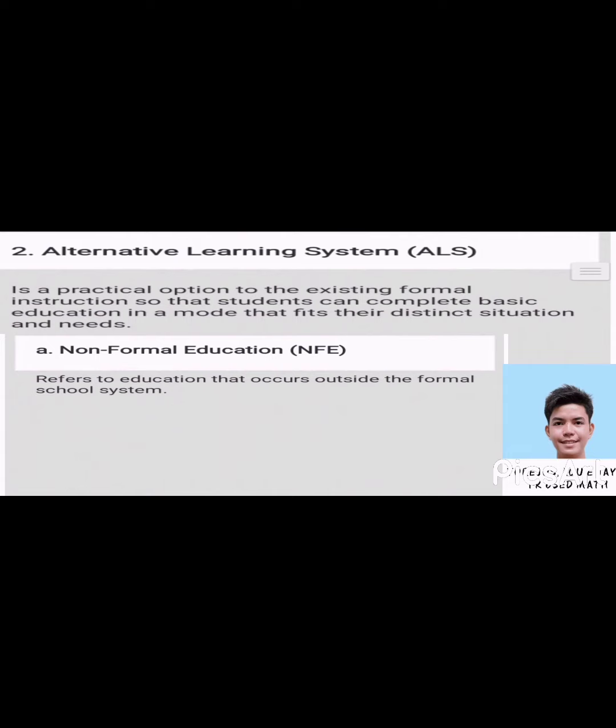There are three under the alternative learning system. First is non-formal education. It refers to education that occurs outside the formal school system. It is often used interchangeably with terms such as community education, adult education, lifelong education, and second chance education.